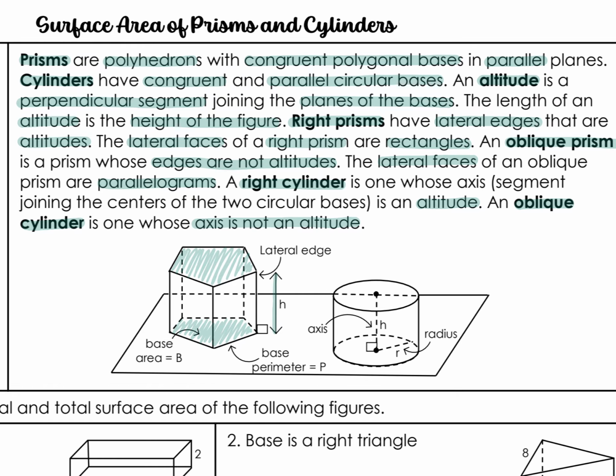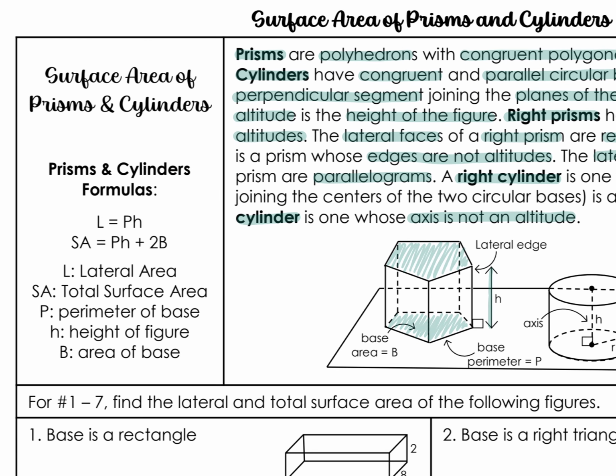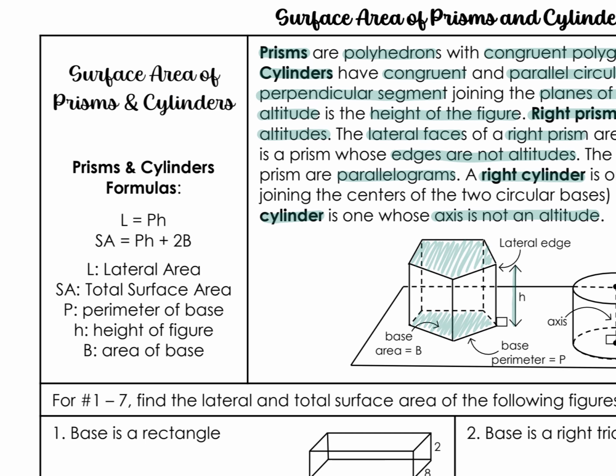Actually, let me go over our formulas real quick. All right, so there's two formulas, and they are going to be your lateral and your total surface area formulas. So our lateral, just to clarify, is just going to be everything but the bases. So for example, when I look over here at this pentagon prism, your lateral area would be finding everything that I did not shade in. So everything but those bases.